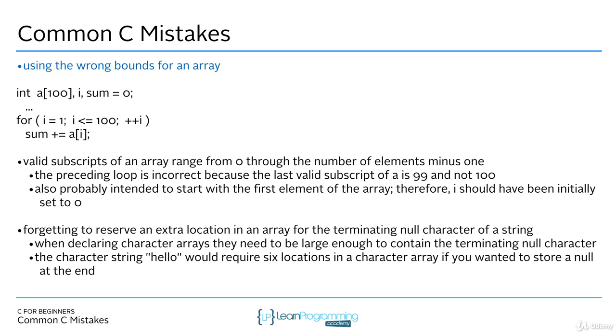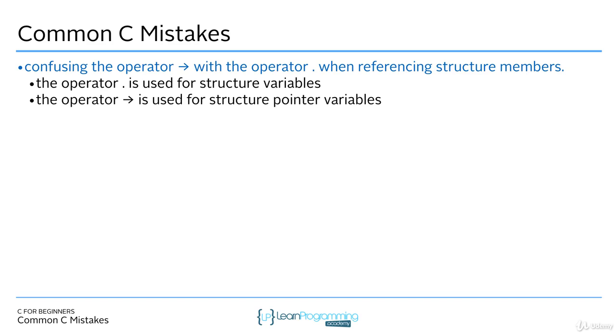Forgetting to reserve an extra location in an array for the terminating null character of a string is also a common problem. When declaring your character arrays, they need to be large enough to contain the terminating null character. This is why I would suggest you don't put a size in an array when you create it, if you're initializing it. You would only put the size in there if you're not initializing it. If you're creating and initializing on the same line, let C do the work for you. It will automatically put the right size, and it will include that null terminator. So, for example, if you have a character string called hello, this is more than 5 memory locations. It's 6 because of that null terminator at the end. Don't forget about the sizes of your arrays.